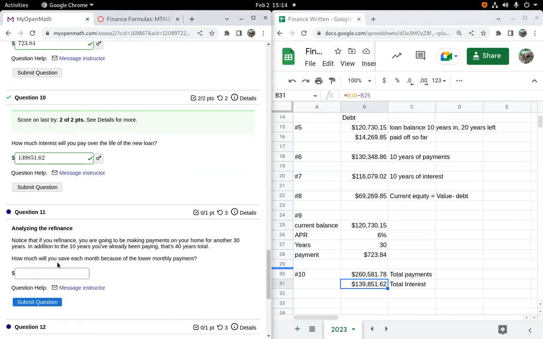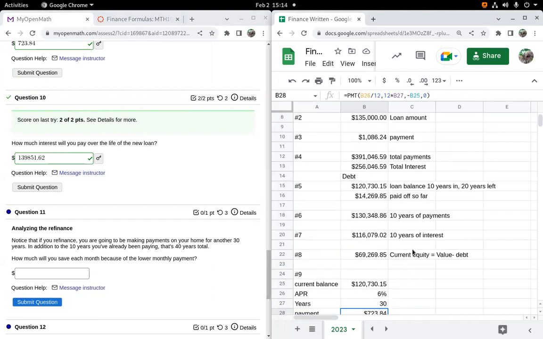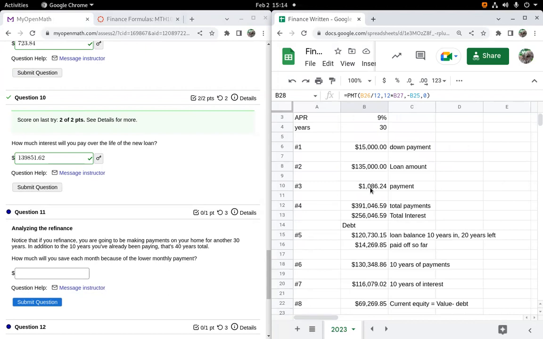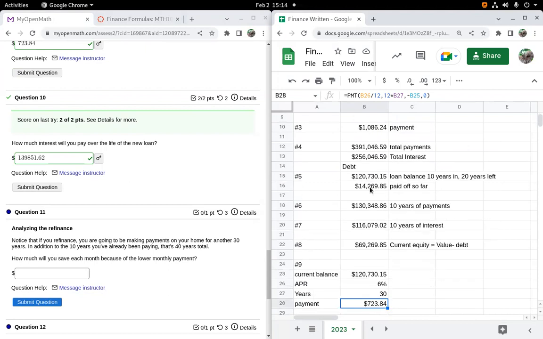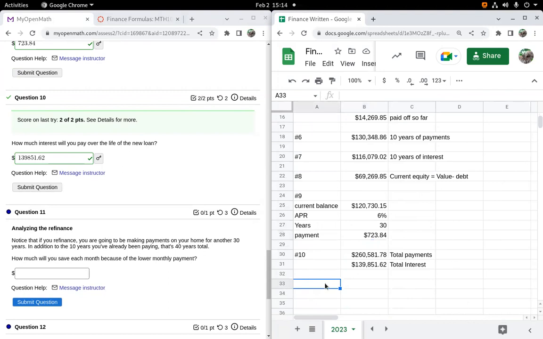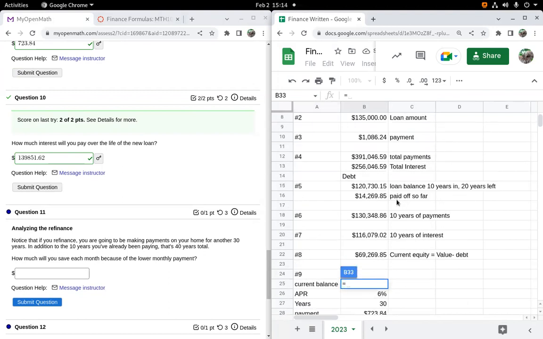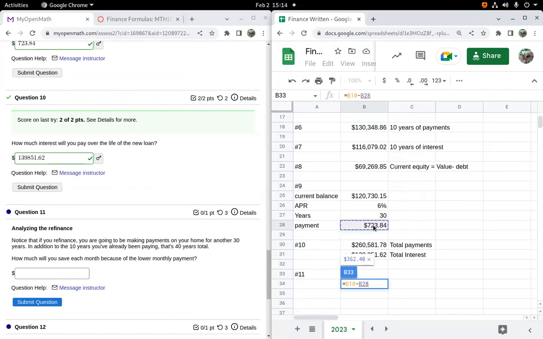So how much will you save each month because of your lower payment? All right, well, that's not too bad. We have this new payment we're going to make at 6% on the remaining balance over 30 years. We were paying $1,086.24 each month. So 11 just wants to know the difference. What's your difference in payments? Number 11. So let's find our old payment and then subtract our new payment. And we can see it's $360.40.